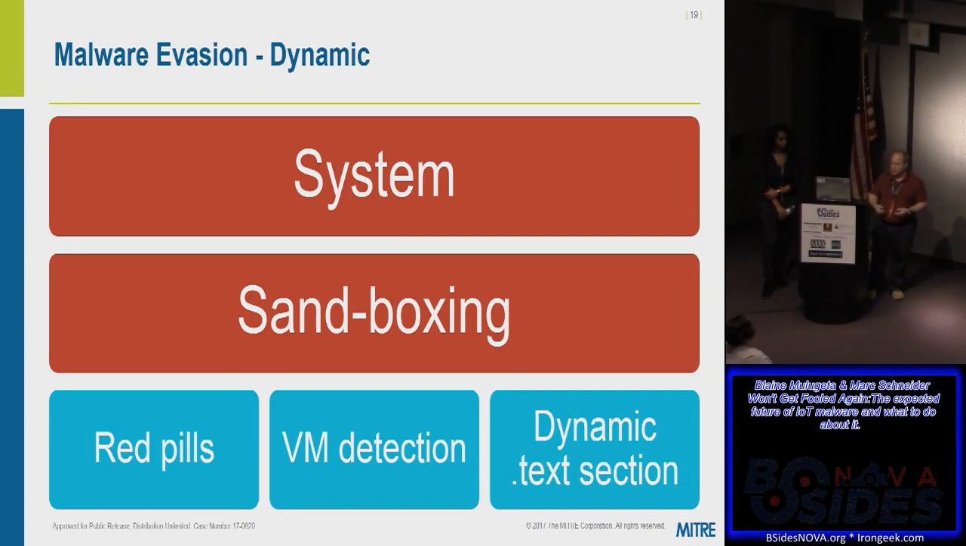When we get into dynamic, there's a couple of different techniques. One of them is system-based, as I mentioned, sandboxing. Red pill, I'd mentioned earlier. I guess strictly speaking, red pill should be under VM detection. What this does is it will have some code that tries to determine whether it's running on bare metal, native hardware, or whether it's in some sort of sandbox or VM. And based upon that, it'll act differently.